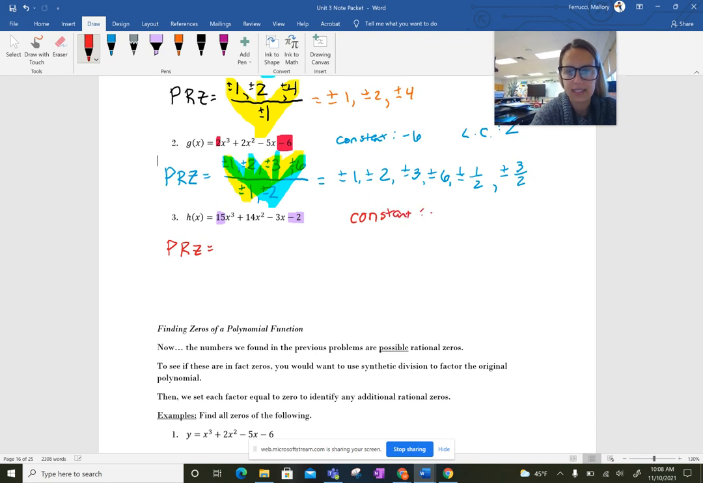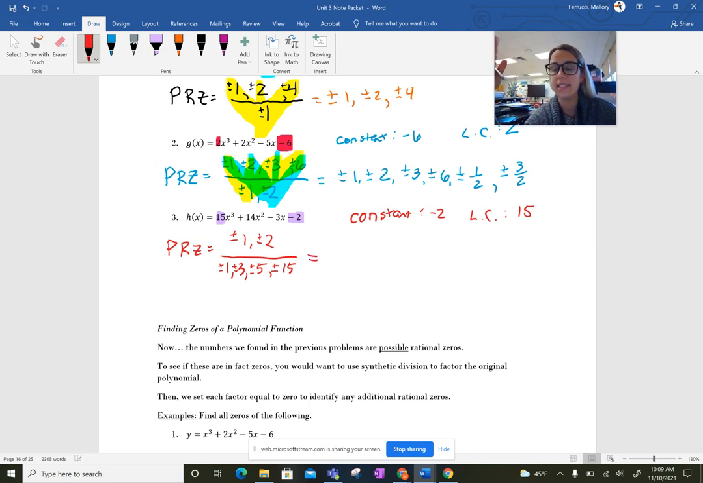Okay, so the constant is -2. The leading coefficient is 15. The factors of 2 are just 1 and 2, plus or minus sign. Factors of 15: 1 times 15 gives you 15, 2 you can't do, and then 3 times 5 gives you 15, and those are all of the factors. So put plus or minus on each.